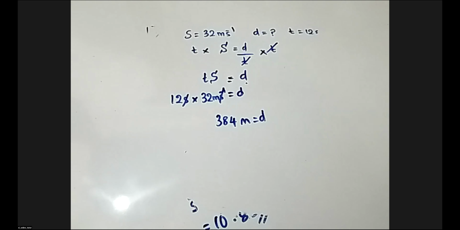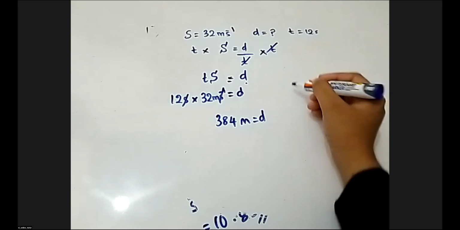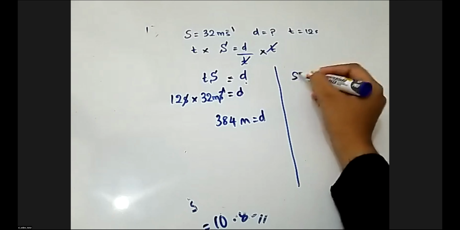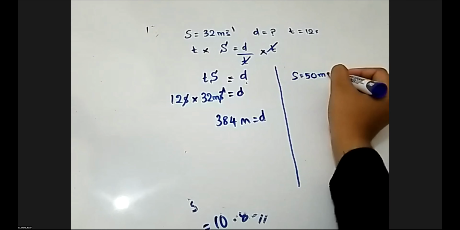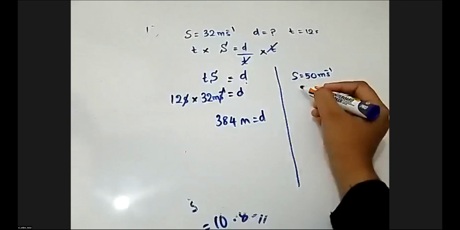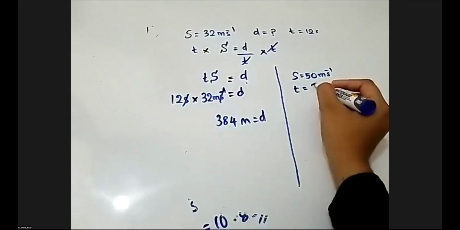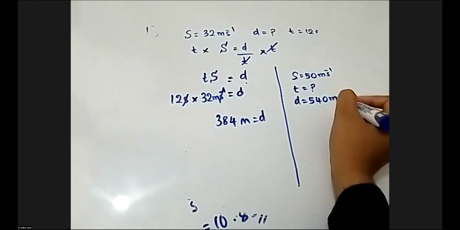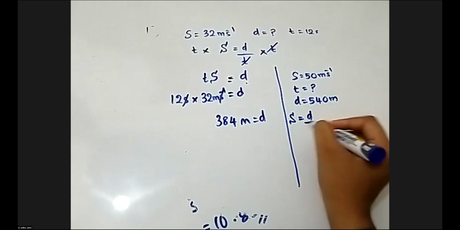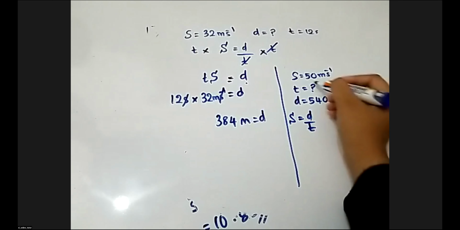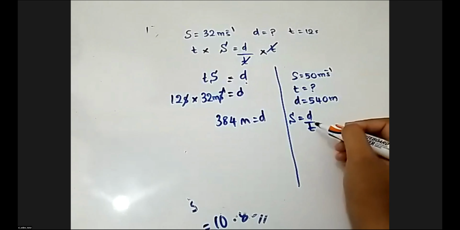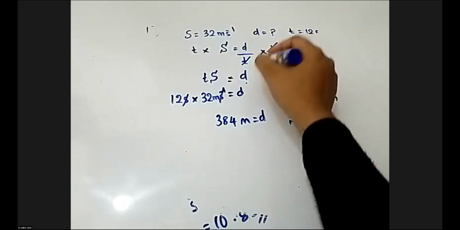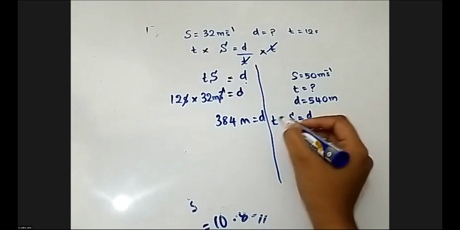Yes. Now let's go to the fourth question. In the fourth question also it's saying something like that. Look at the board. Speed of a vehicle is 50 meters per second. Time taken to travel, you have to find. Then the distance is 540 meters. Now, first of all, I'll write the equation: speed equals distance over time. We need T as the subject. That means you have to carry the T to the other side. If you need to carry T to the other side, you have to multiply T on both sides.